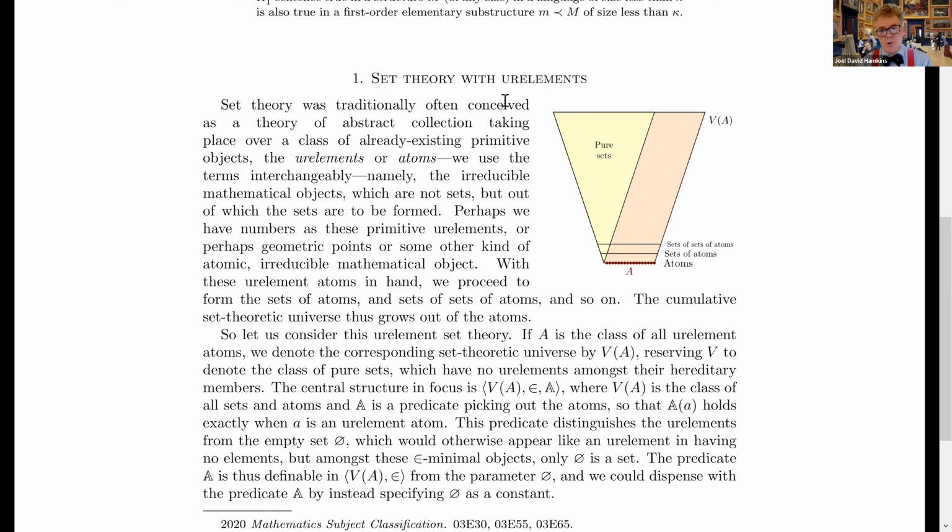I want to talk about set theory with urelements. This is a traditional way of doing set theory where you start with some already existing primitive objects, or atoms, or urelements, and you build your set theory on top of those urelement atoms. The picture is a variation of the cumulative hierarchy where the atoms are all given initially at the bottom, and then we form the sets of atoms and sets of atoms and so on. Along with that cumulative hierarchy, the pure sets, the ones that don't involve any atoms at all, are also getting constructed, but the sets outside of the pure sets have some atoms in their hereditary membership.